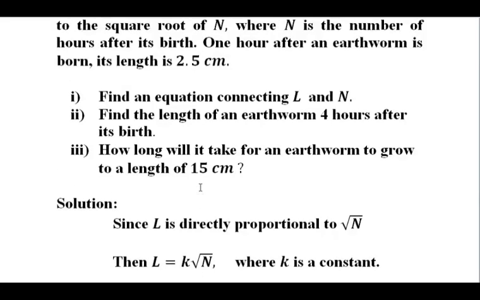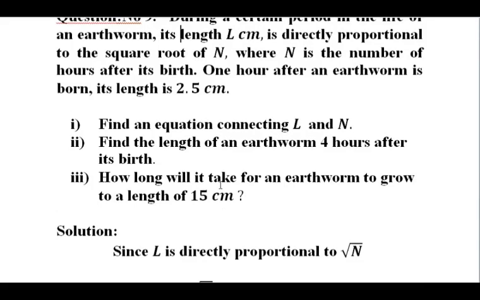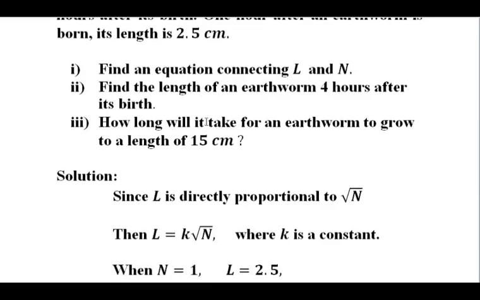In this question, L represents the length of the earthworm and n represents the number of hours after its birth. It is also stated that the length of the earthworm is 2.5 centimeter 1 hour after its birth. Now let's solve this question.